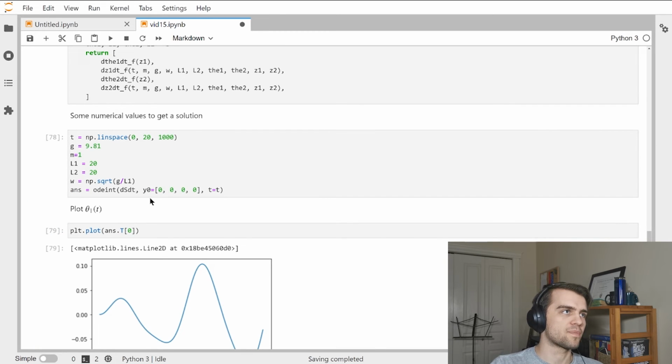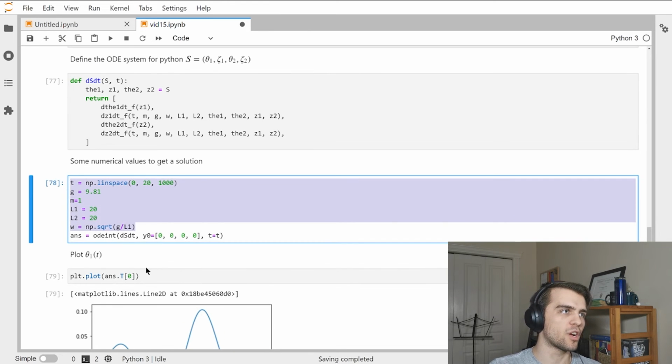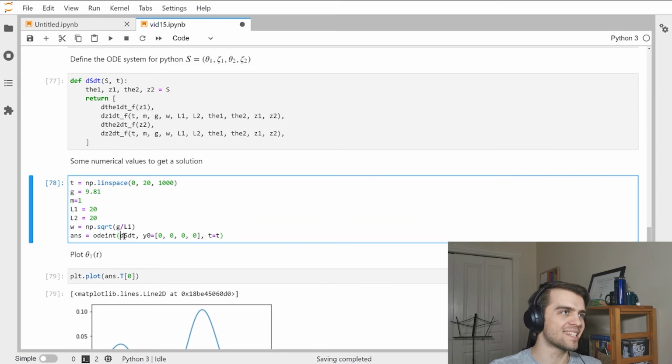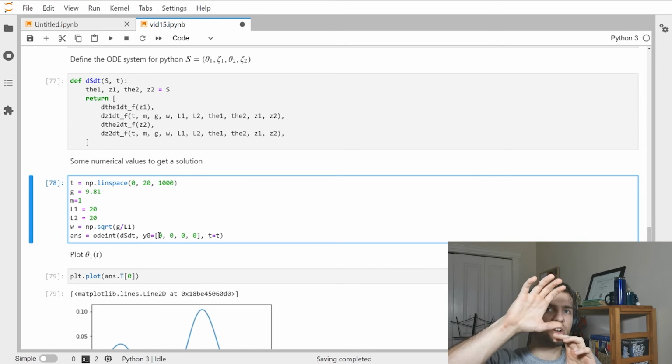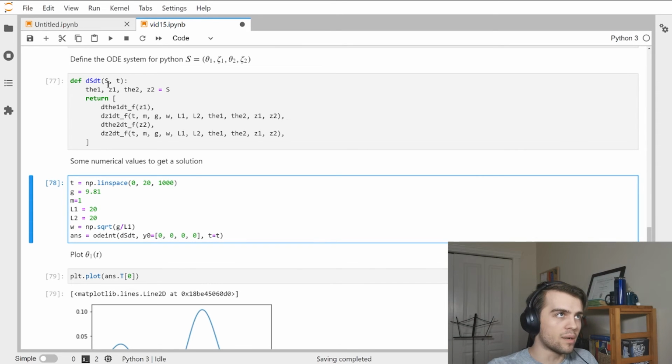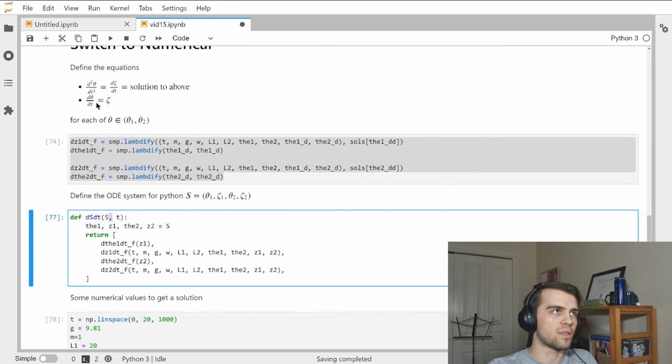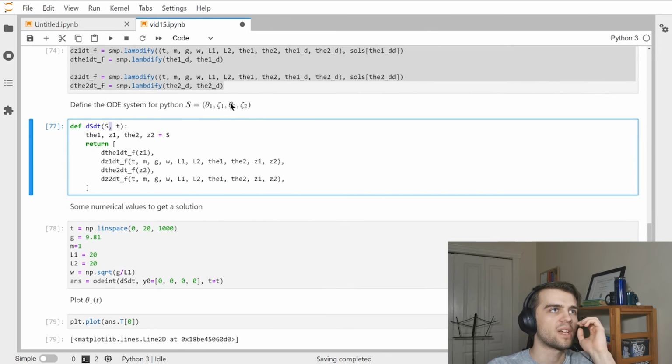And I can plot the answer. So again, what we're doing here is we're using SciPy's odeint function. First of all, we define all our variables that we want. Then odeint, it takes in this ds dt function. It says, you need to define for me a ds dt so that I can work. I give it initial conditions. So I'm saying that the pendulum is hanging straight. 0, 0, 0, 0 means theta 1 is 0. Zeta 1, which is equal to d theta 1 dt, is equal to 0. Same thing with theta 2 and zeta 2.